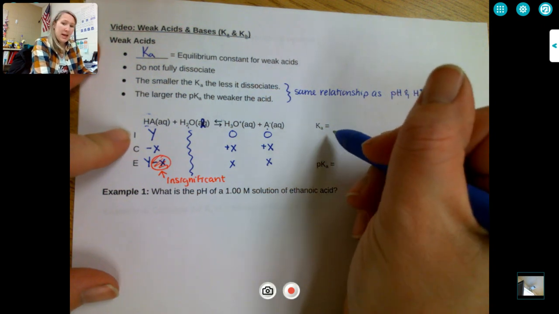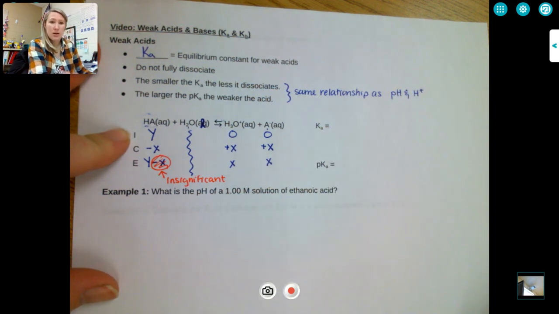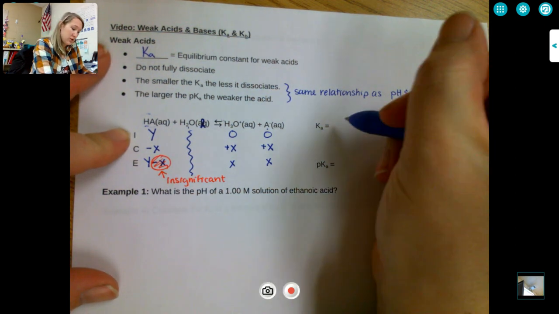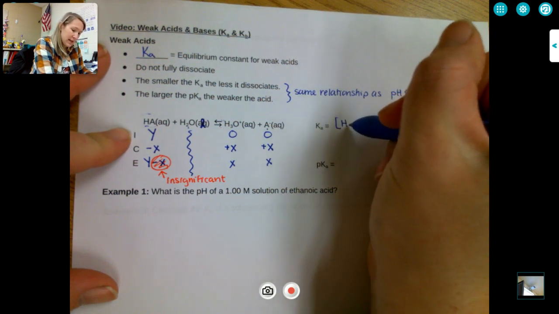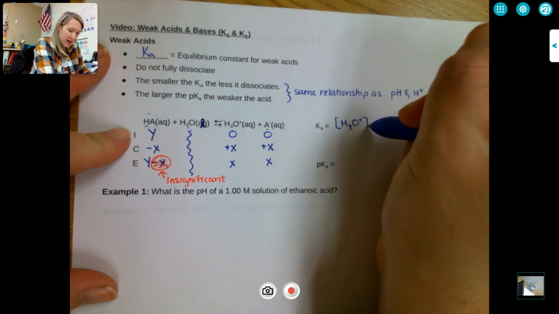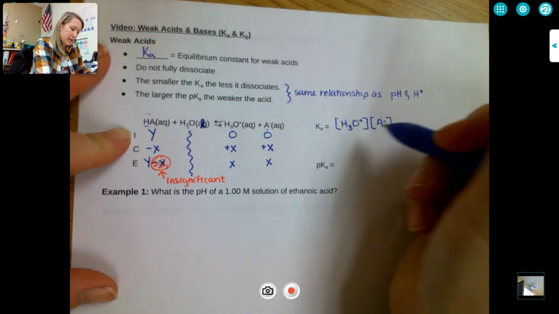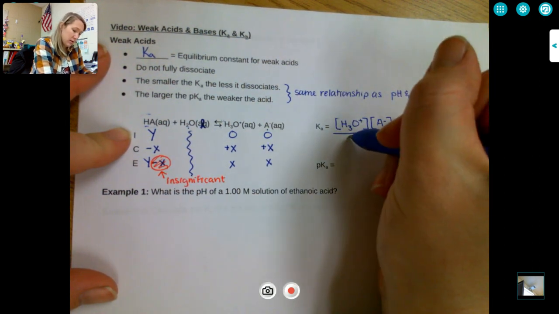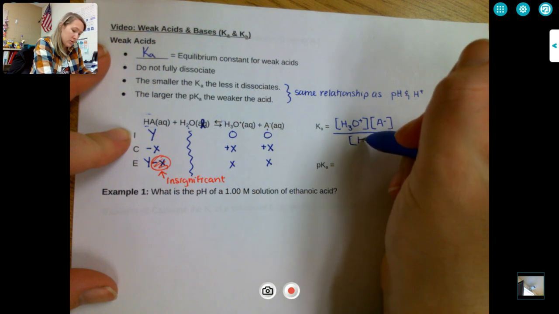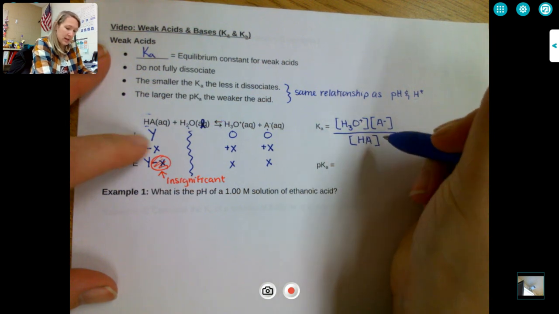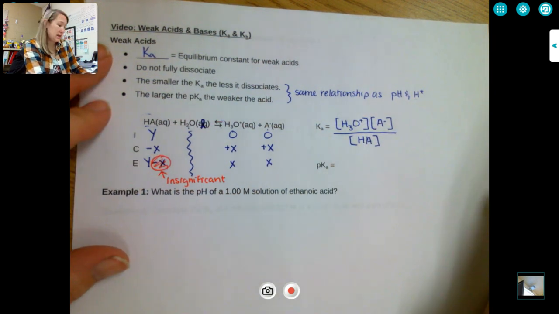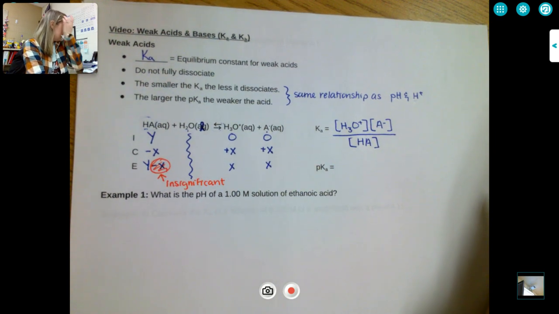So if I were to write my Ka value, same thing as before, products over reactants raised to their coefficients. My two products, again, these are concentrations, so I have to have brackets: H3O+ and A minus, over my original acid. And again, I don't include water because it is a liquid.